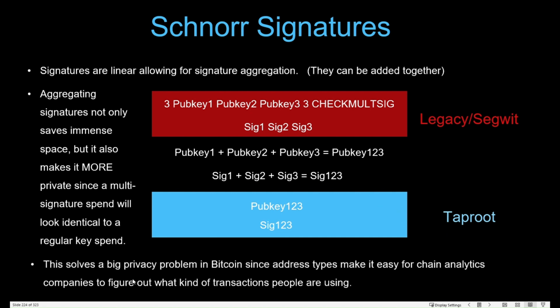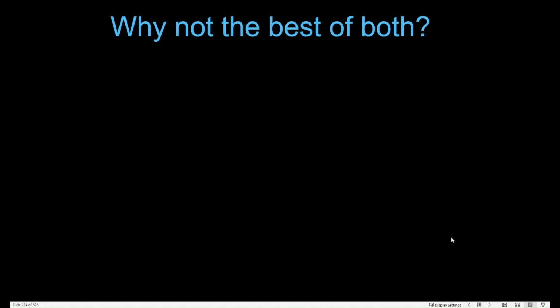So this solves a big privacy problem in Bitcoin, since address types make it easy for chain analytics companies to figure out what kind of transactions people are using. Once Taproot becomes mainstream and everyone starts using Taproot transactions, chain analytics, the government, whoever's watching the network, is going to have a much more difficult time figuring out what is what. They're not going to be able to tell the difference between a multi-signature and a regular one-to-one signature, among other things. Of course, we're going to add on to that as well.